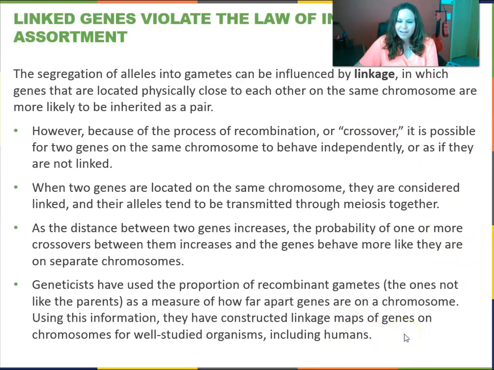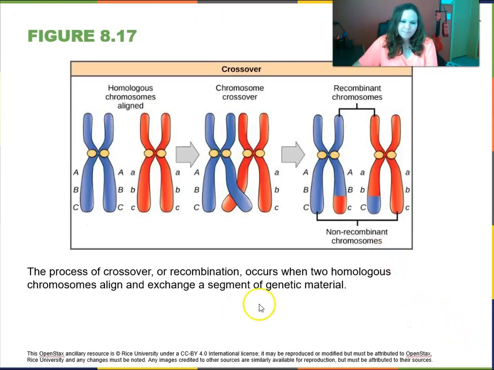When genes get mixed up, those are called recombinant, like they recombine. And because of this, scientists have been able to use the recombination percentages or frequencies to map out where genes are on a chromosome. There's our reminder of homologous chromosomes with crossover, and the recombinant chromosomes, the sister chromatids, who now have a mix of both mom and dad's genes on them.